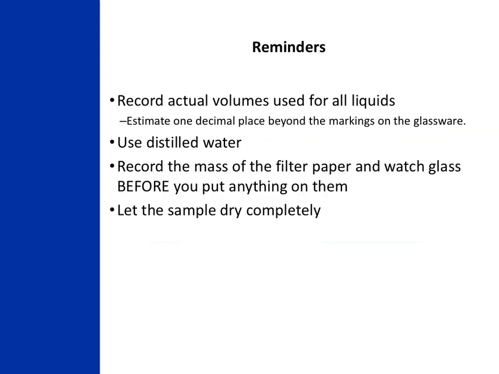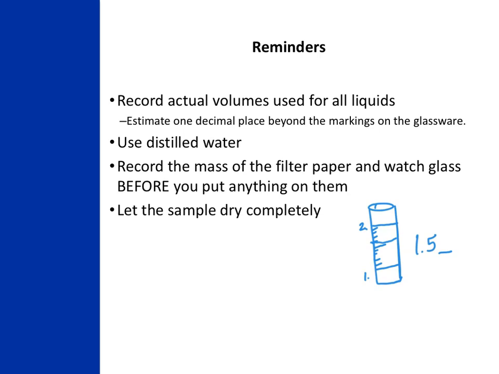A few reminders for this experiment. Record actual volumes used for all liquids. You should always estimate 1 decimal place beyond the markings on the glassware. So for example, if you're using a 10 milliliter graduated cylinder, you should always estimate between the markings. If we look at some graduated portion of that graduated cylinder blown up, you can see that there is space in between the lines. So the whole numbers are marked off when we know that we've got at least some volume between 1, and you can see in between the lines are marked off to the tenths place, so you can estimate 1 additional digit.